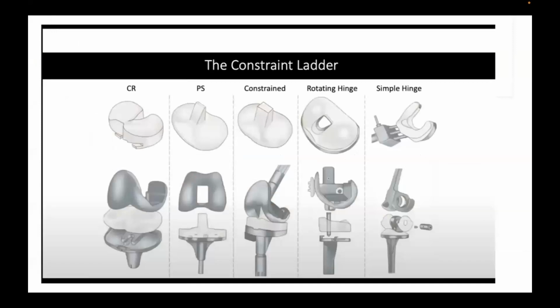So let's discuss the constraint ladder. The more the constraint, the more the chance of early loosening. This is the CR implant, at the lowest point of the constraint ladder, followed by PS. PS is also classified as an unconstrained prosthesis. Then there are constrained designs like the TC3, the rotating hinge, and the simple hinge. By increasing the constraint, more force is transmitted to the implant-cement interface. So when the constraint is increased, we have to keep a stem there.